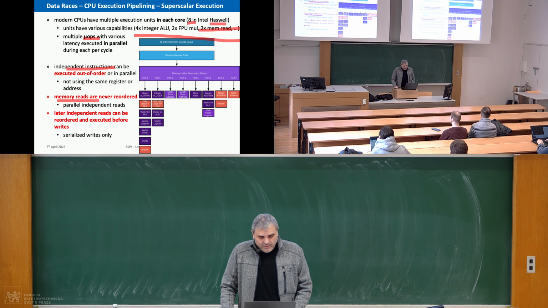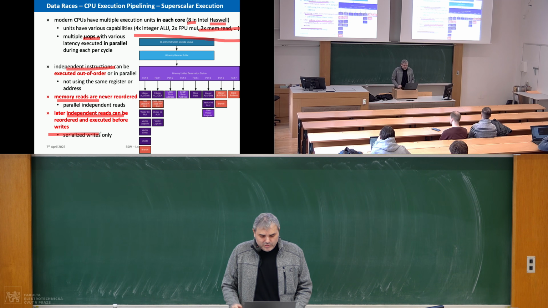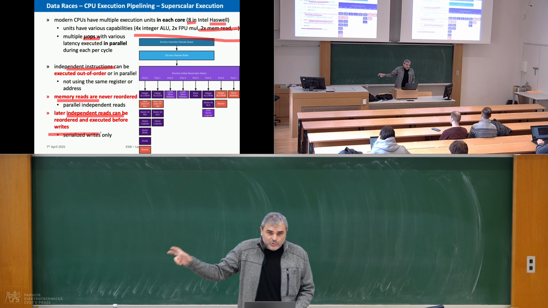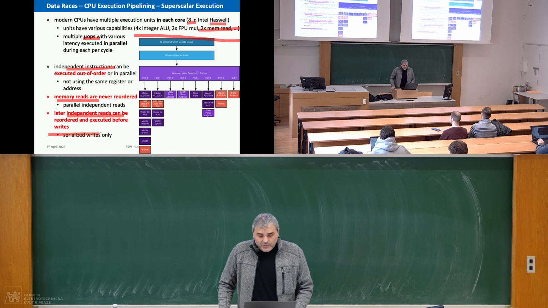Another thing is that later independent reads can be done before write operations, because writes are usually slower. As mentioned on the previous slide, they require the write-back cache operation, performing caching before, and that's a very expensive operation. So those writes can happen after reads which are behind those writes if they are not using the same address. Writes themselves are serialized as well, but again, they could be executed in parallel if the architecture allows parallel writes.